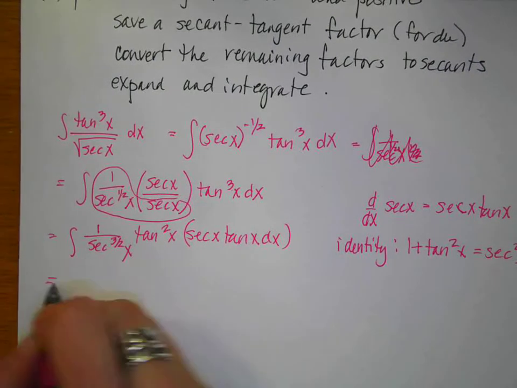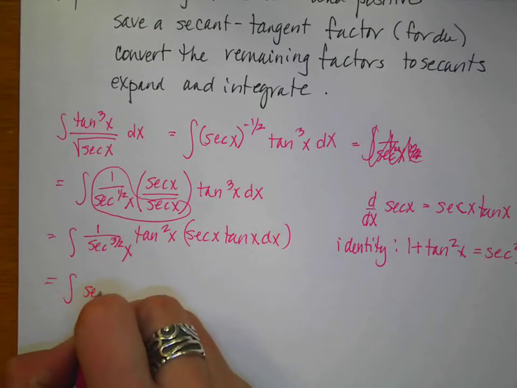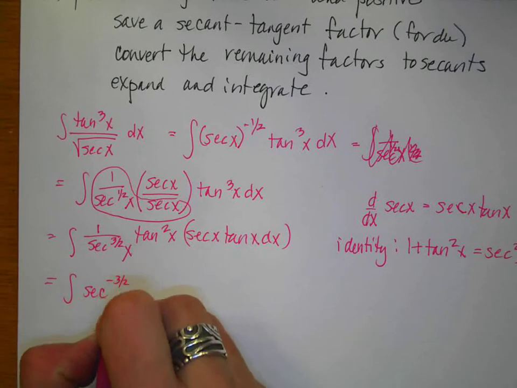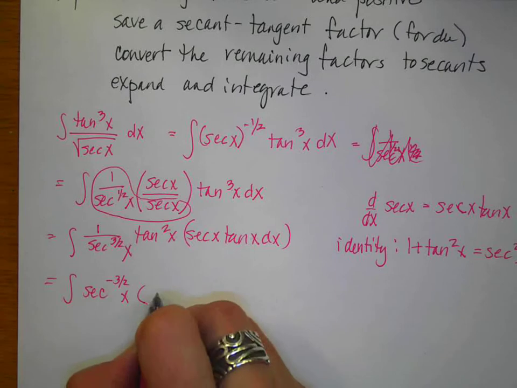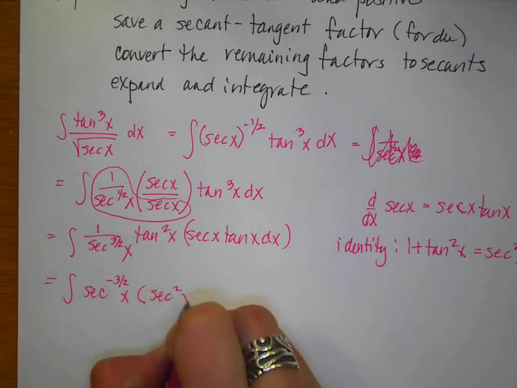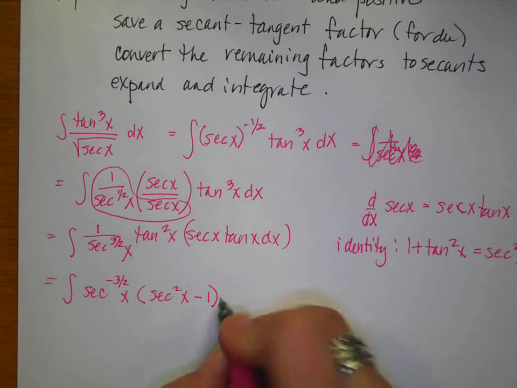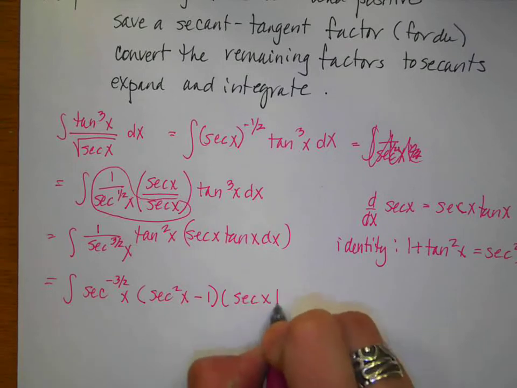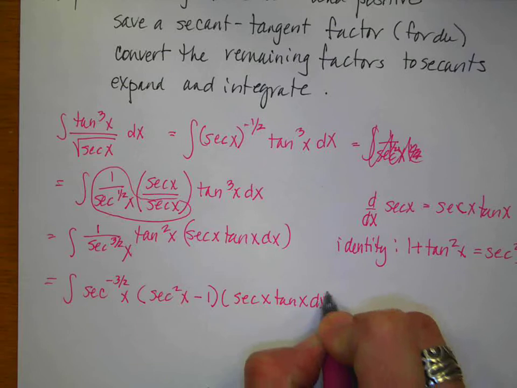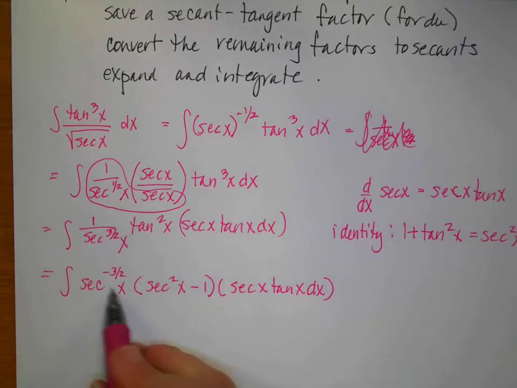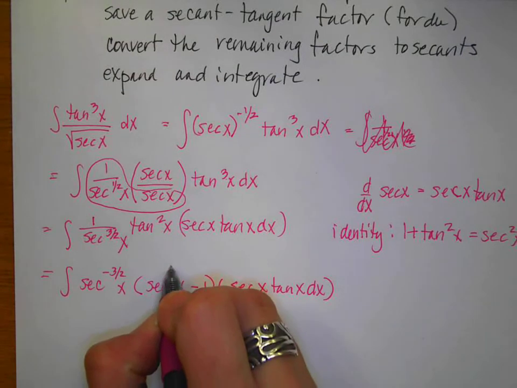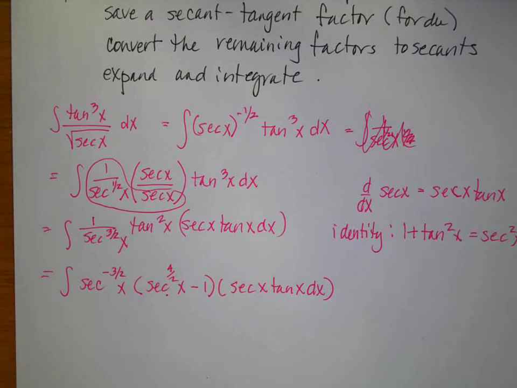Alrighty. So then I'm just going to bring this to the top. So this is the integral of secant to the negative 3/2 x. Tangent squared of x I can write as secant squared x minus 1. And then I have my secant of x tangent of x dx. Whew, that's actually quite tricky. Alrighty. So then now I'm going to distribute, and remember this becomes 4/2 because it's a 2.